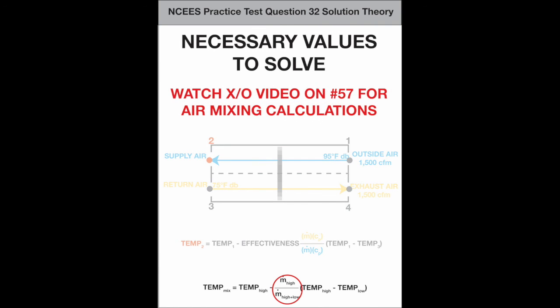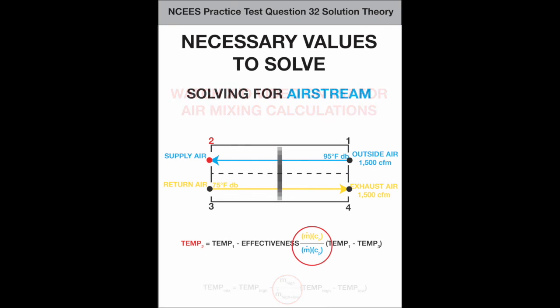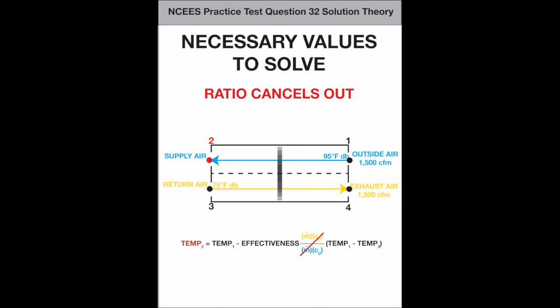Watch the ExOverZero video on the NCEES Problem 57 for a complete breakdown of air mixing calculations. This ratio depends on which airstream you're solving for. The denominator always matches that airstream. And the ratio is always less than or equal to 1. As stated earlier, there's an equal mass flow of standard air, so this ratio cancels out.